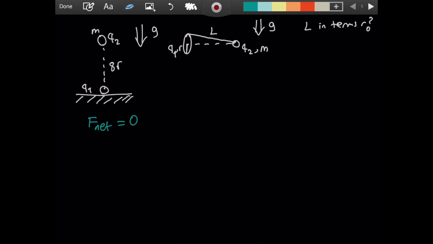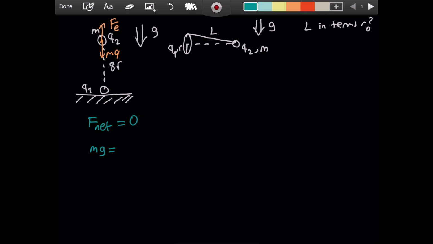So let's use this idea for the first system. What are the forces on Q2? Well, there is mg downwards, of course, and upwards there is an electric force, Fe, let's call it. Electrostatic repulsion in this case. So these two need to be equal to one another so that the net force will be equal to 0. So mg, the weight of the charge, is balanced by the electrostatic force between the two charges. And how do we find that force?